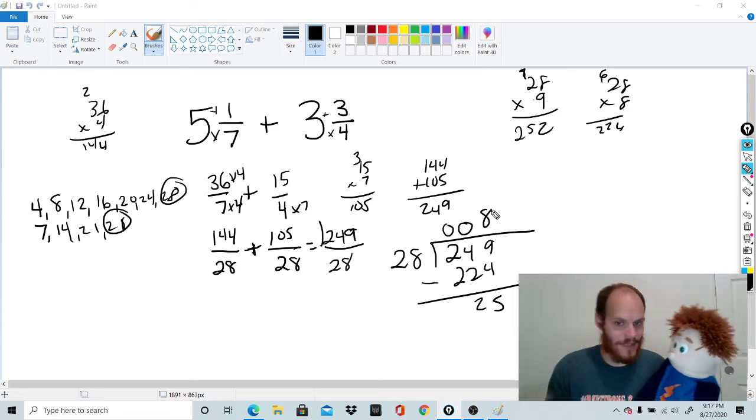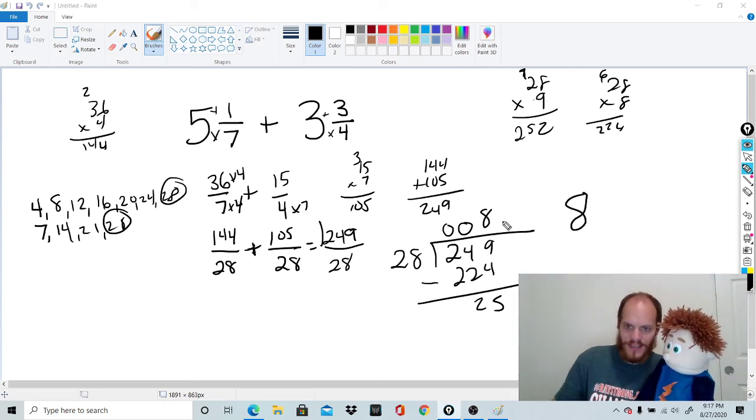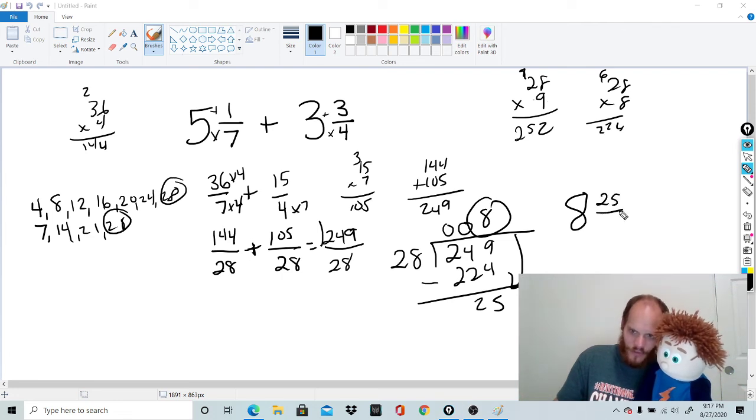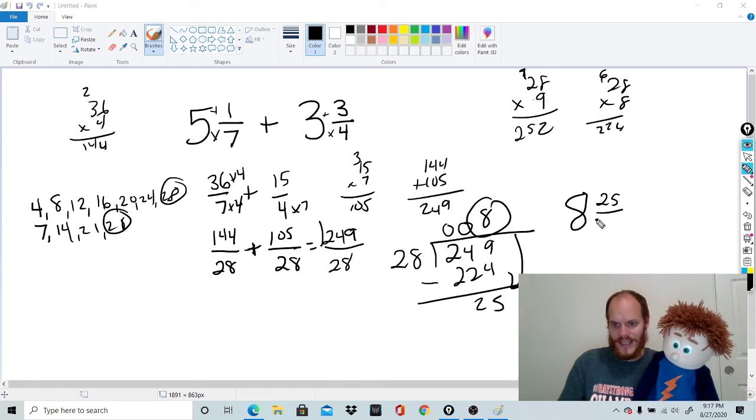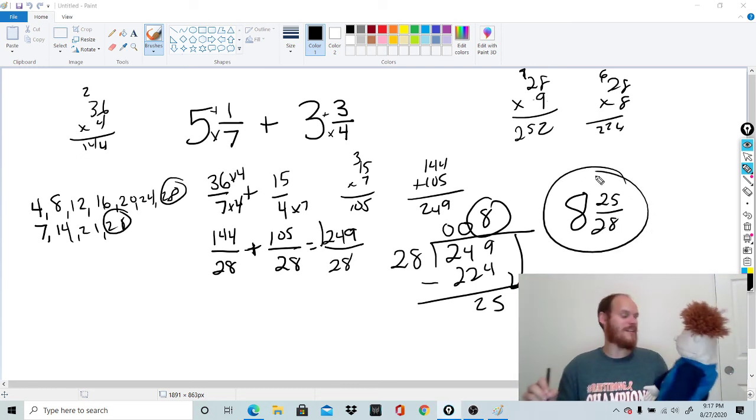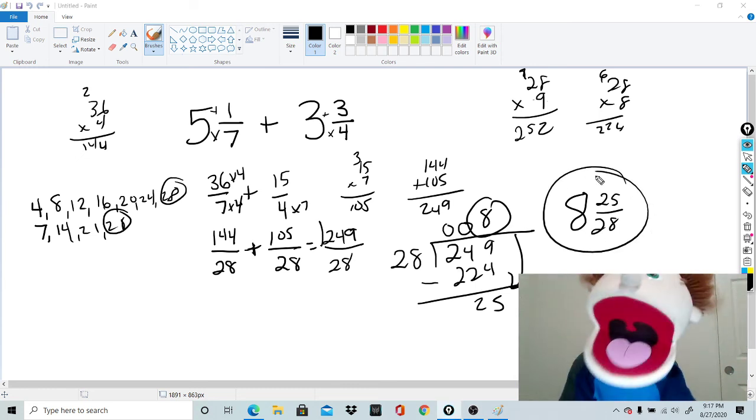I'm actually going to stop. Here's the shortcut. We're going to rewrite it as a mixed number. It goes in 8 whole times. It has 25 pieces left over. And what were the size of my pieces, Tommy? 28. So that's actually my fraction. So this 8 and 25/28 would be the correct answer. Oh, man, that's kind of easy now.